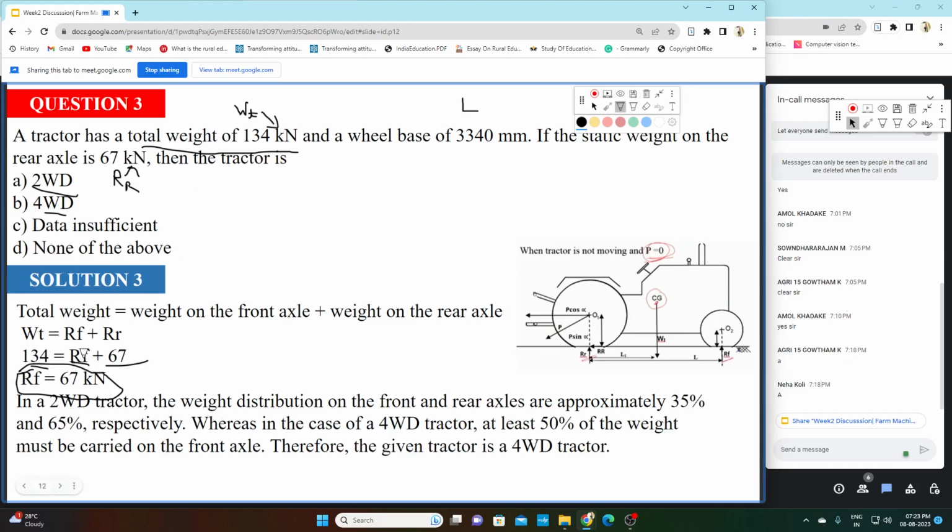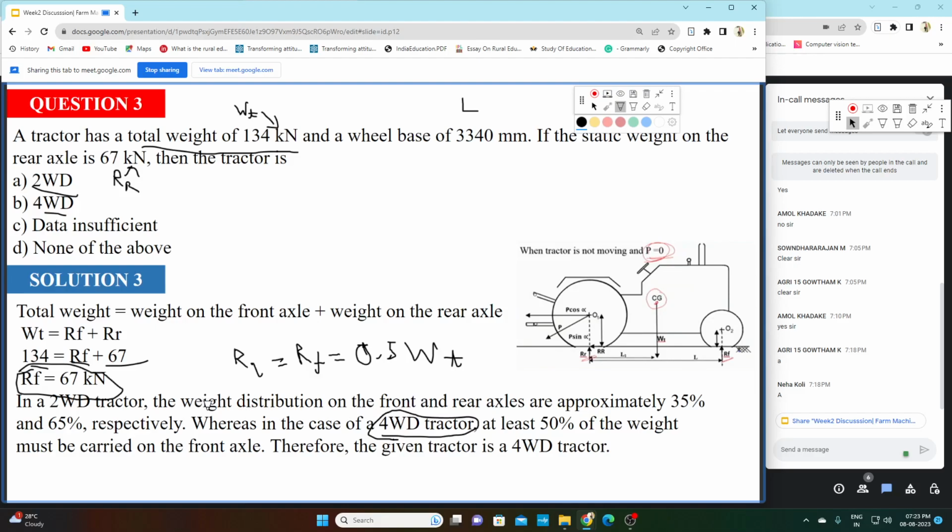Here we can see that RF and RR are equal. RF is also 67 kilonewton, RR is also 67 kilonewton. So this is the characteristic of a four-wheel drive tractor. In a four-wheel drive tractor, your RR and RF will be approximately 50%. So that type of tractor is known as four-wheel drive tractor. Whenever RR equals RF equals 50% of the weight, or 0.5 WT, that is the characteristic of a four-wheel drive tractor.